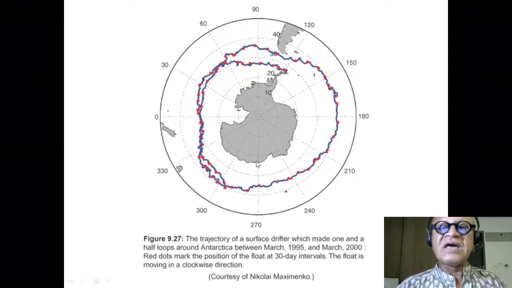And here is an example in the Southern Ocean where the trajectory of a surface drifter made 1.5 loops around Antarctica between March 95 and March 2000. So it took exactly about 5 years to make this 1.5 loop. So why does it take so long? If you just look at the mean currents, it shouldn't take that long at all.